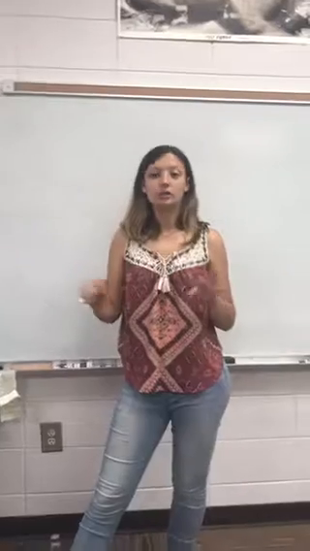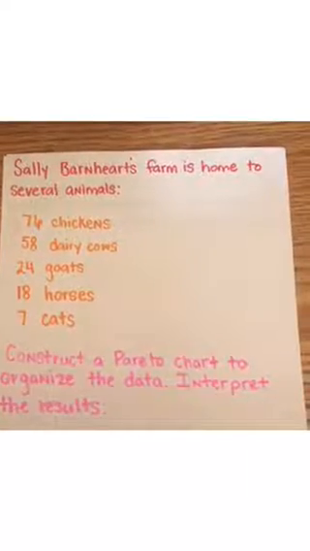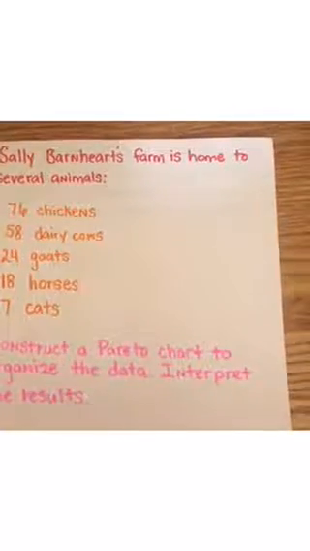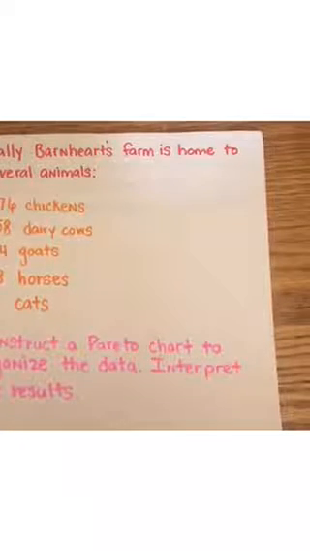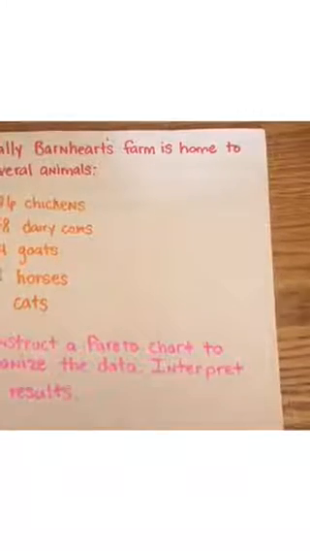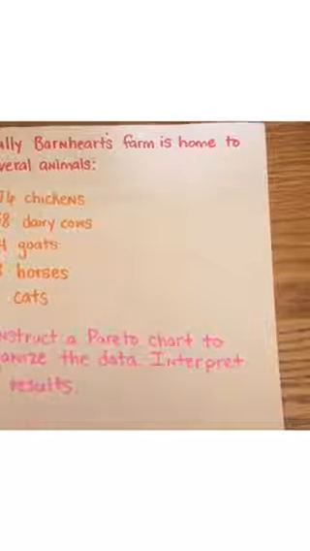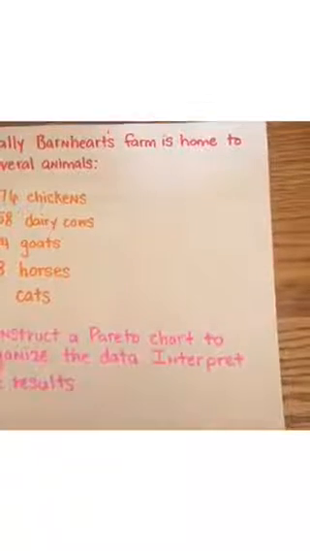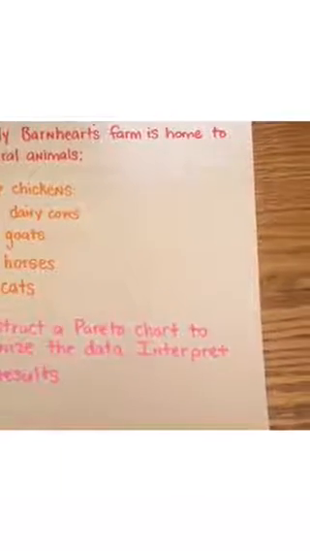Sally Barnhart's farm is home to several animals: 76 chickens, 58 dairy cows, 24 goats, 18 horses, 7 cats. Construct a Pareto chart to organize the data. Interpret the results.